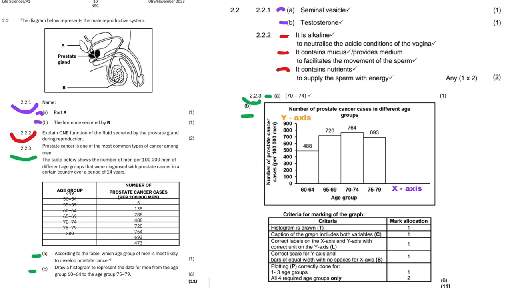Question 2.2.3. Prostate cancer is one of the most common types of cancer among men. The table below shows the number of men per 100,000 men of different age groups that were diagnosed with prostate cancer in a certain country over a period of 14 years. I do apologize for the values on the table being a little out, so just be careful when you view this to make sure you line up the age group with the number of cases correctly. Part A, according to the table, which age group of men is most likely to develop prostate cancer? The answer is 70 to 74.